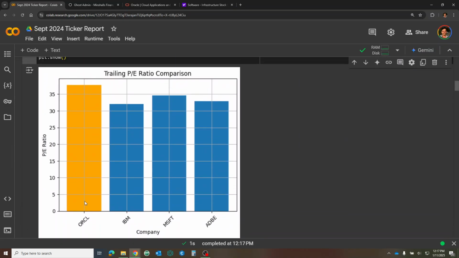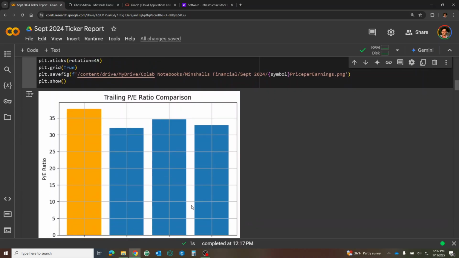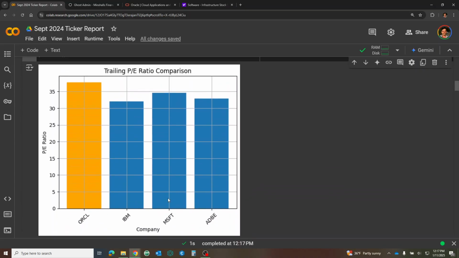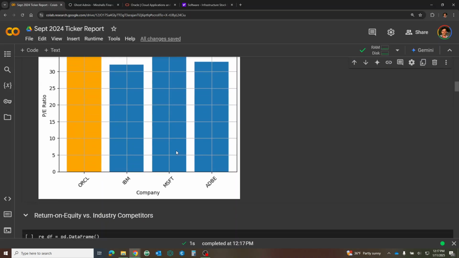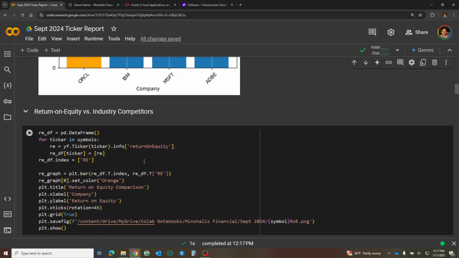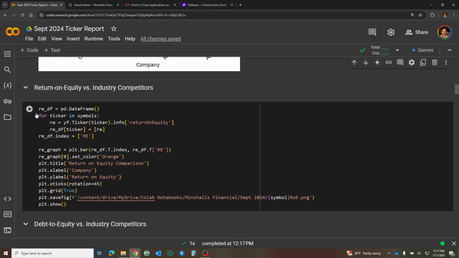And you can see even Oracle has a higher price per earnings ratio compared to its other competitors here. And it's really up to you to make that decision, but a higher price per earnings could possibly mean that it's overvalued, whereas a lower could possibly mean that it's undervalued. But we don't want to evaluate a stock based on one ratio. So let's go ahead and look at our others.